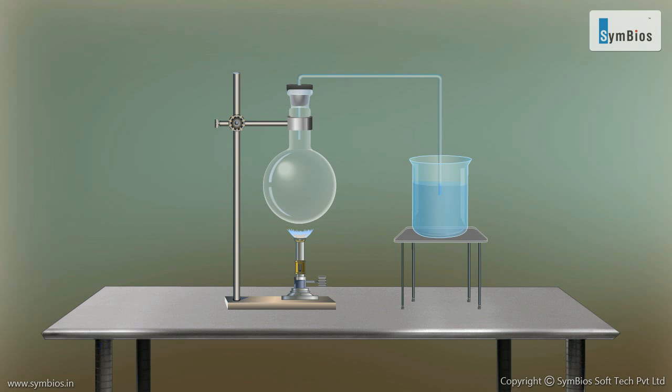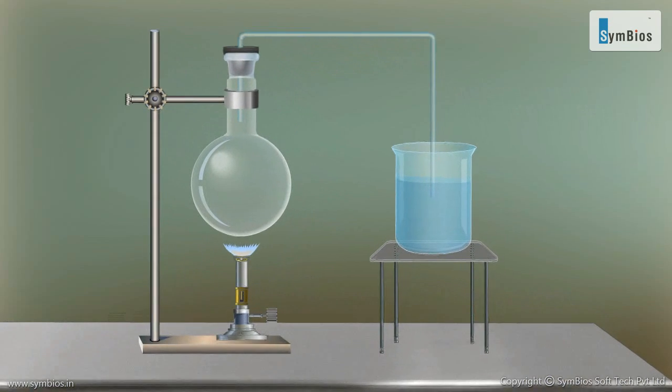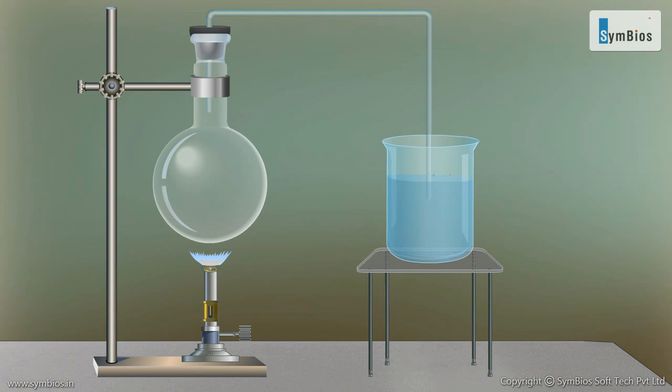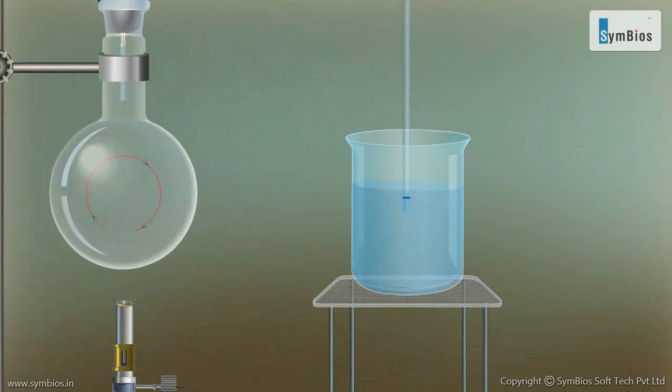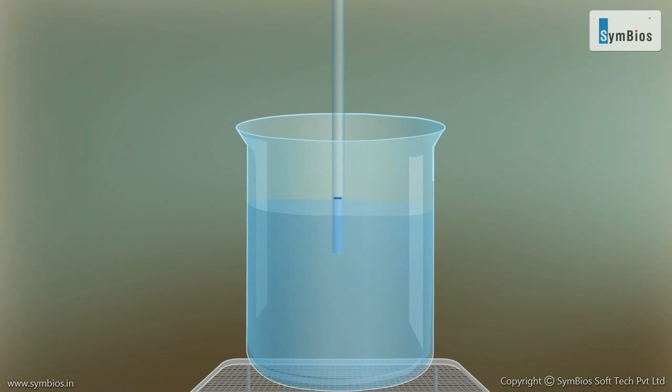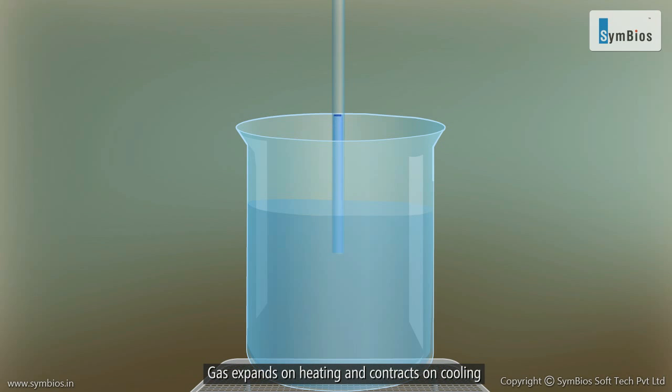Heat the flask. The air inside the flask expands and escapes out of the flask through the tube into the water. You will notice bubbles of air in the water. Now allow the flask to cool down. On cooling, the air inside the flask contracts and you will see water rising up the tube. Therefore, gas expands on heating and contracts on cooling.